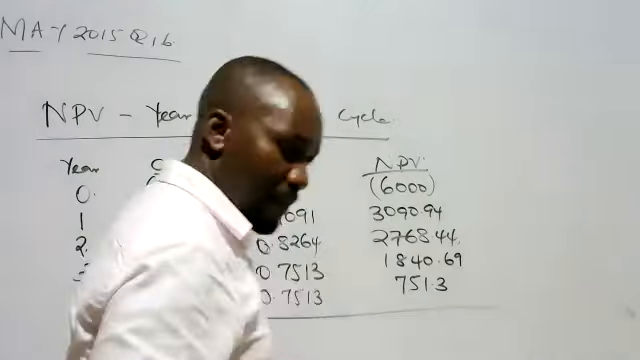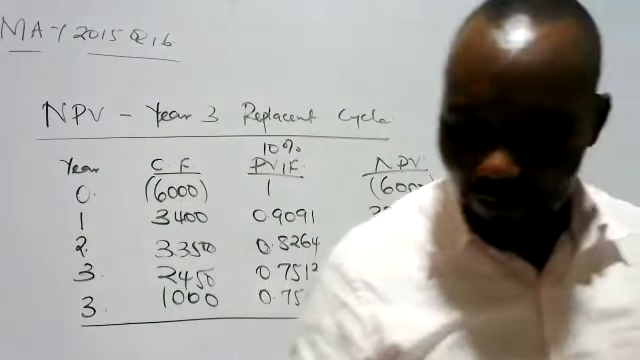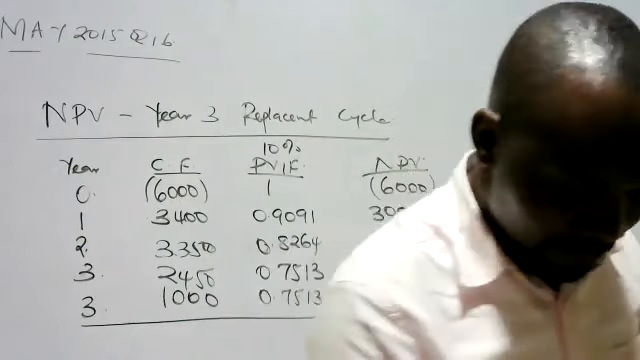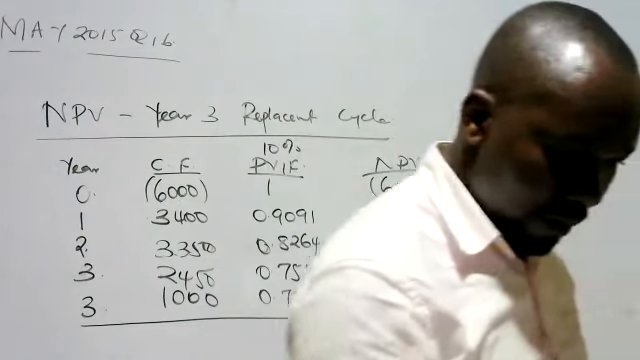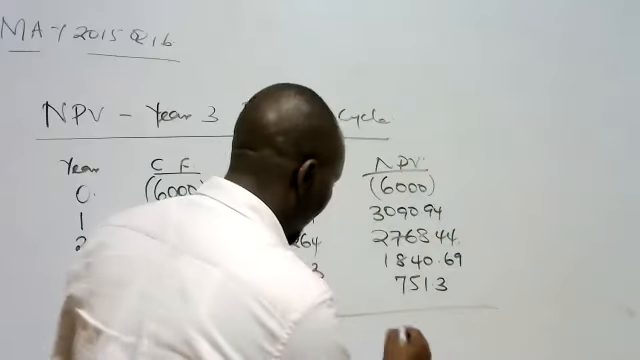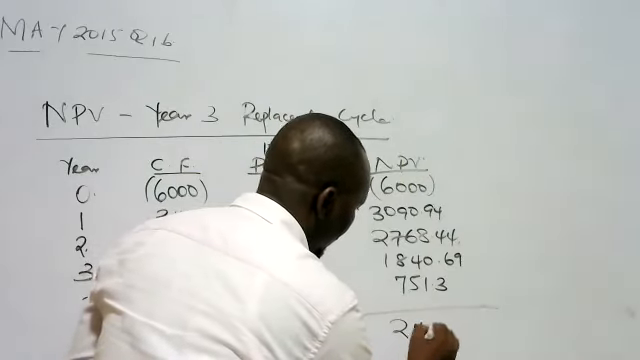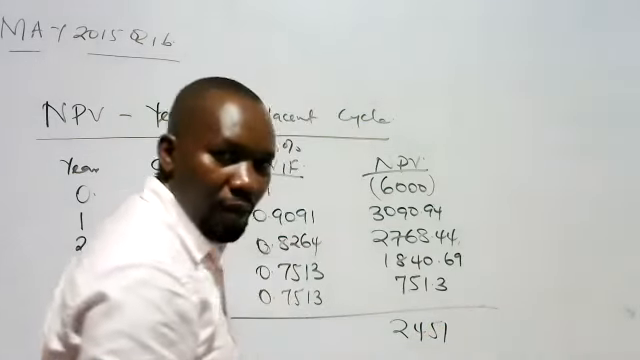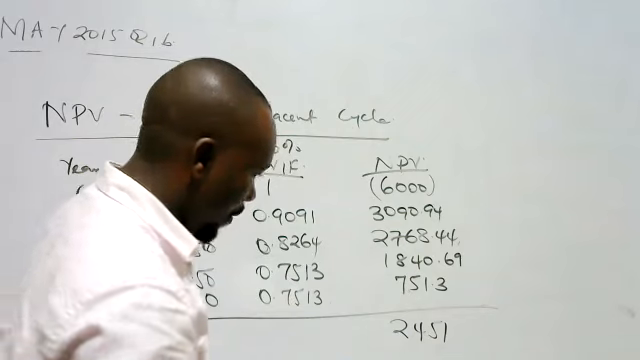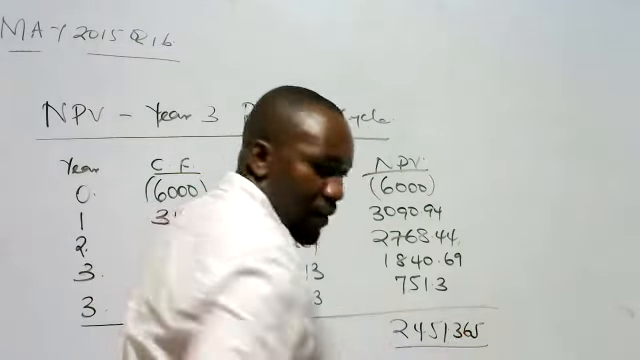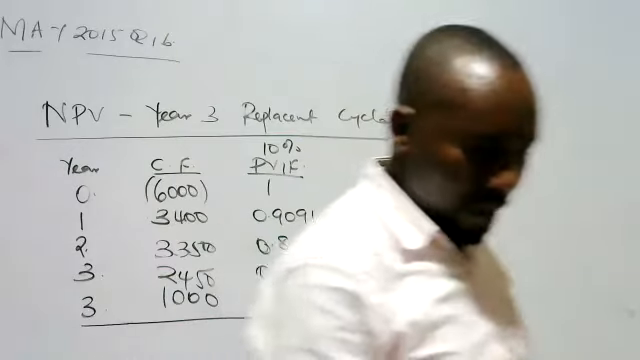And then for me, get me the total. What is the NPV for year 3? 2451.365. Added all of them. You've asked for NPV. 2451.365. 2451.365. Okay. So that is where we are.